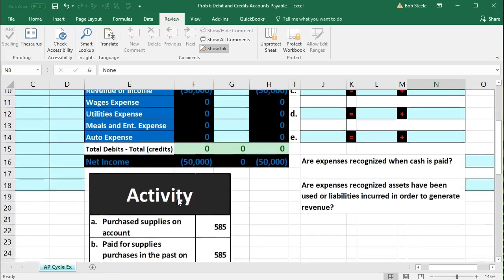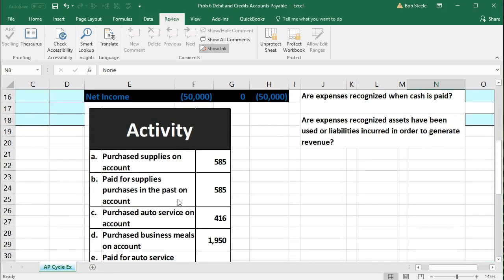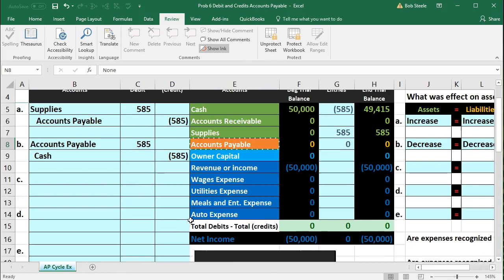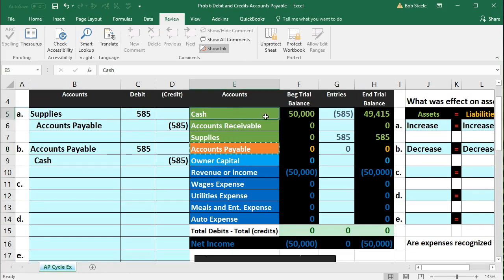Next transaction, if we scroll back down, we're on C, where it says purchased auto service on account. So therefore we purchased auto service. We're going to say, is cash affected? And the first question is going to be, no, cash is not affected because we purchased the auto service on account. I would then ask what we received.